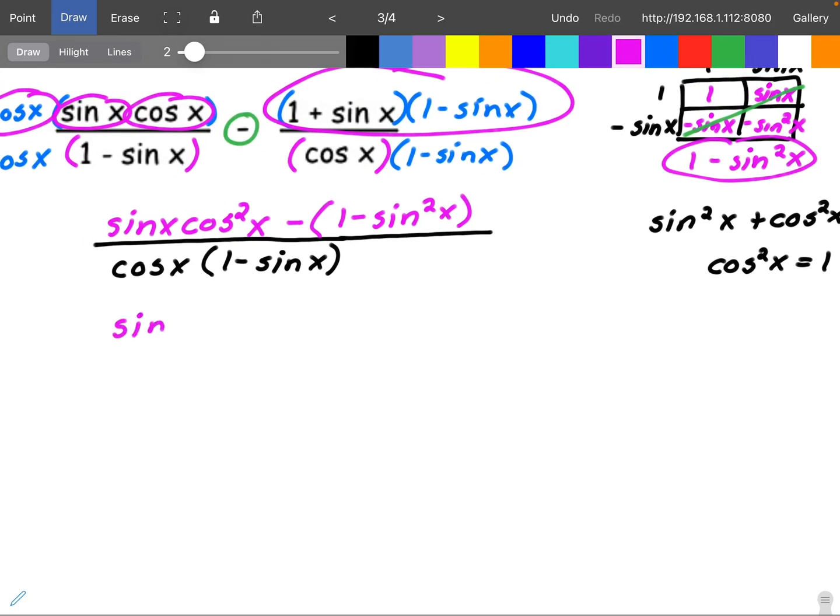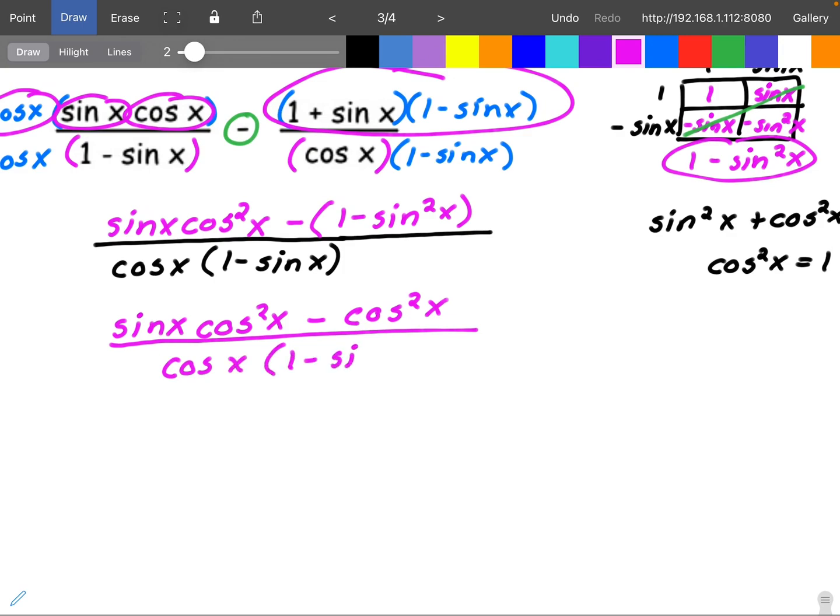So we're going to keep the sine x times cosine squared x, and then we're going to subtract. This whole thing becomes just cosine squared x. Then we're going to keep our denominator, cosine x times 1 minus sine x.